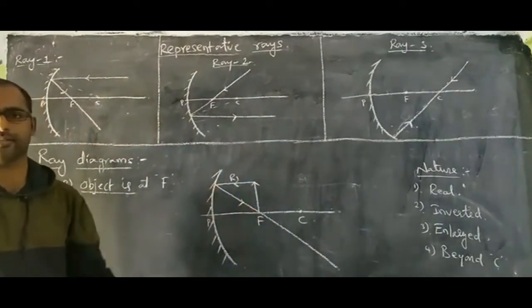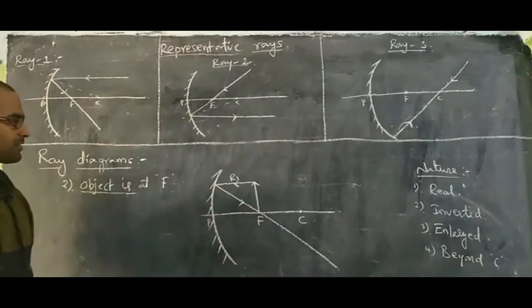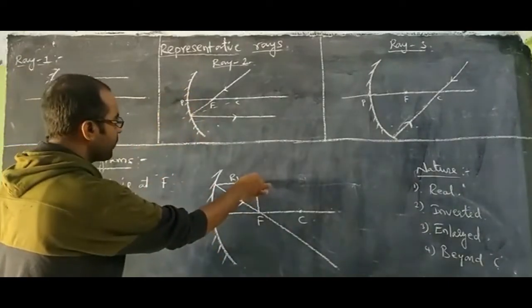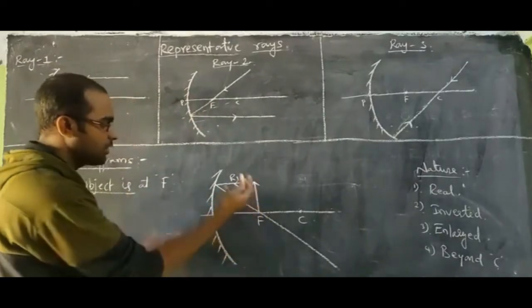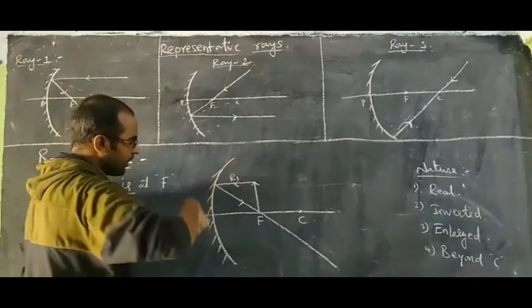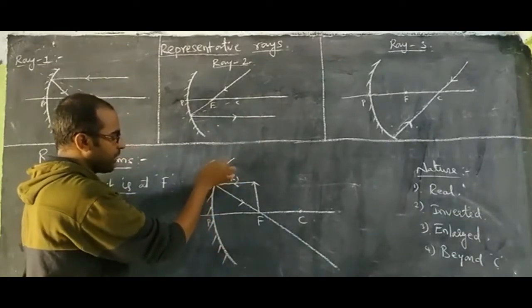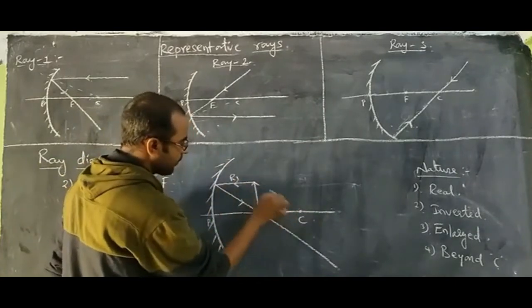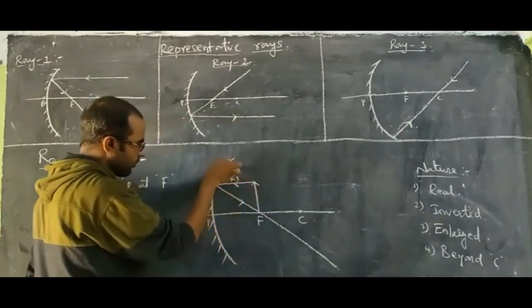The first ray is constructed, no problem. Can we construct the second ray? The ray should pass through the focus. It is impossible. So for that, we should take another ray, the ray which is passing through the center of curvature.